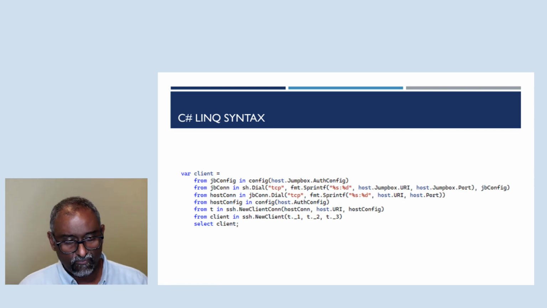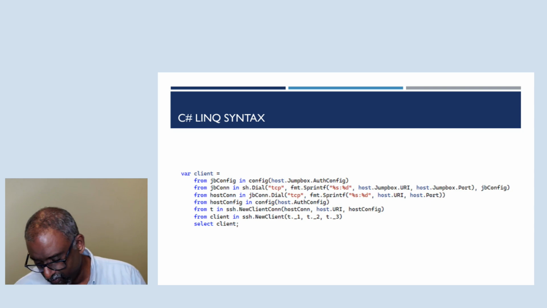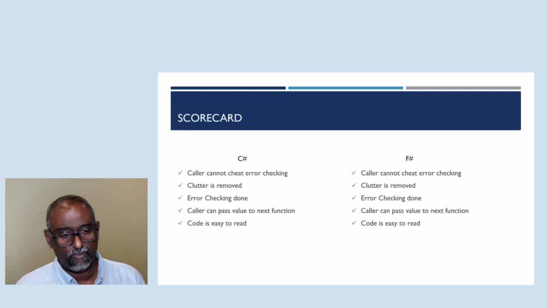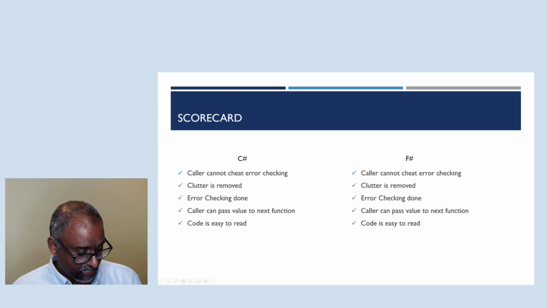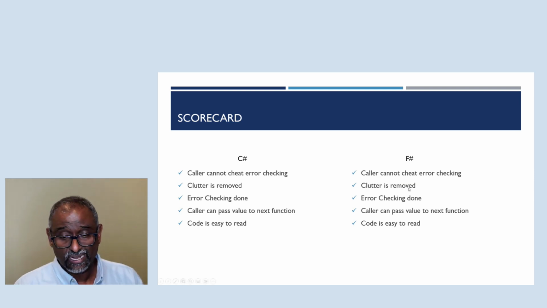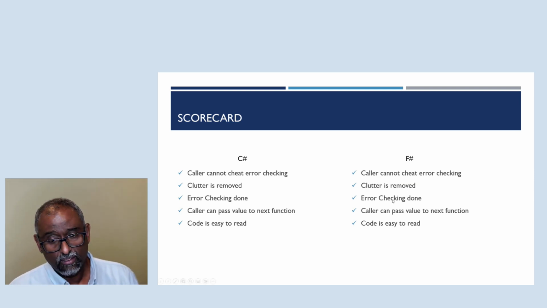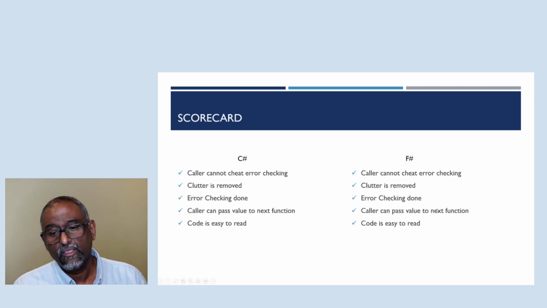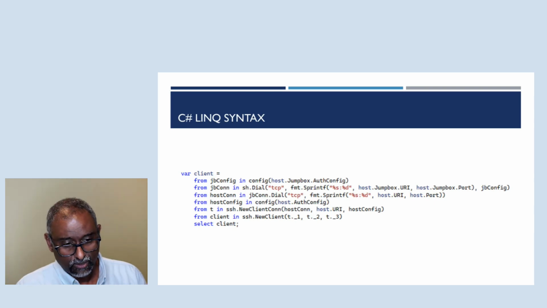So we have a nice, easy way of doing this. So I'm going to make the claim that in both C# and F#, we have met the goal that we wanted to achieve, which is we want to make sure that there's no way to bypass the error checking by either malice or neglect. There's no way to actually introduce clutter into this, right? The clutter of doing the error checking is completely abstracted and hidden away. We ensure that it's done. We ensure that you can chain the value on to the next function. And the argument is that this code is actually not horrible to read. It's actually quite easy to read.